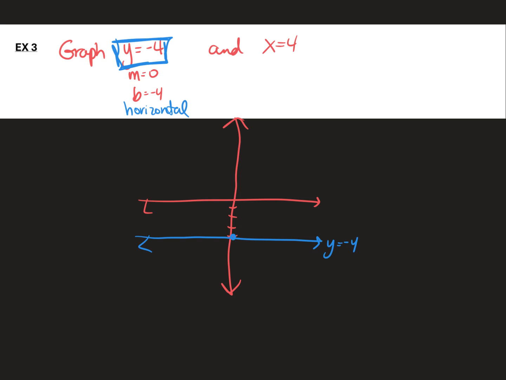And then the second one, this one will be graphed in yellow. The slope is undefined, which means it's a vertical line. The y-intercept, there is not one. So I go to +4, 1, 2, 3, 4, and draw a vertical line. That would be x equals 4. It's a vertical line.